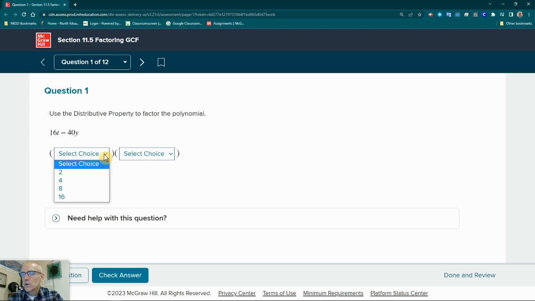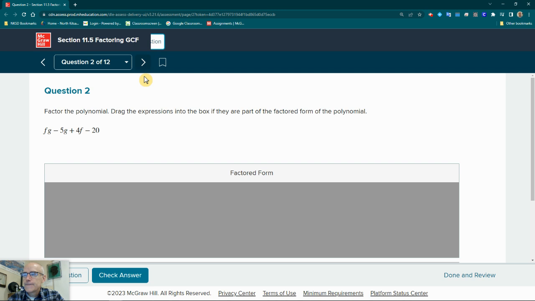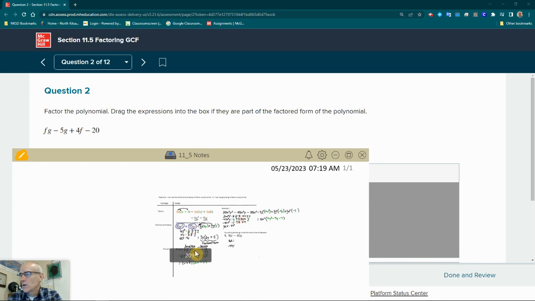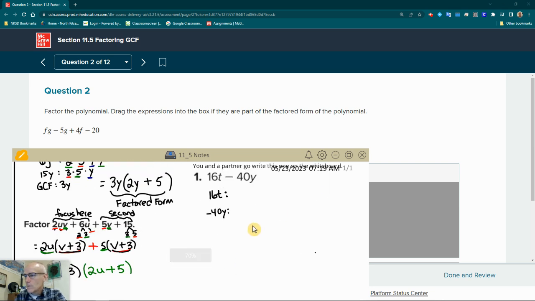And so you're going to select the factors in here. How did you factor it on the whiteboard? And you're going to check your answer. Then I want you to put problem number 2 back up on the whiteboard with your partner. And here it is right here. Okay. So let's see here if I can tile this a little bit. And I'll write down here problem number 2. Okay. So on problem number 2, we're going to have FG minus 5G.